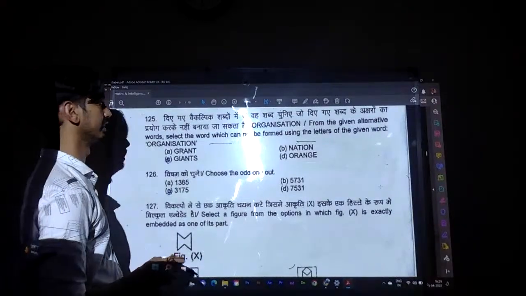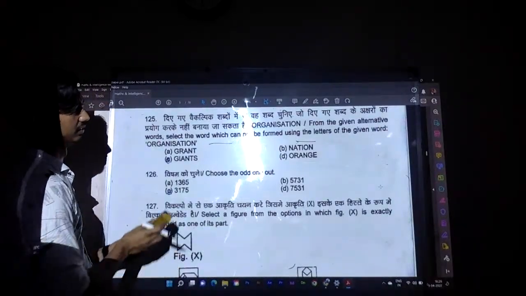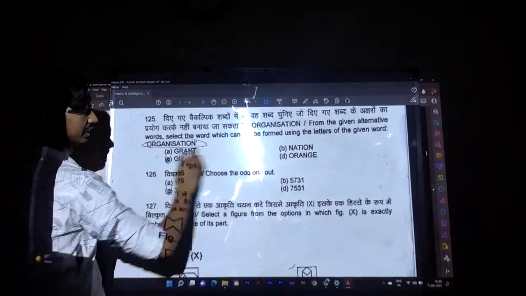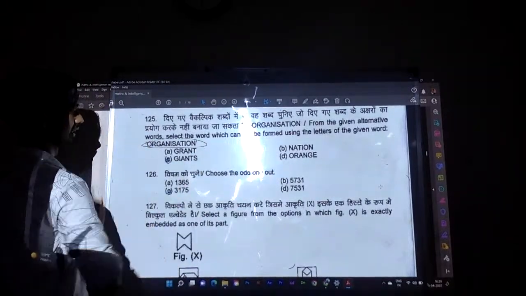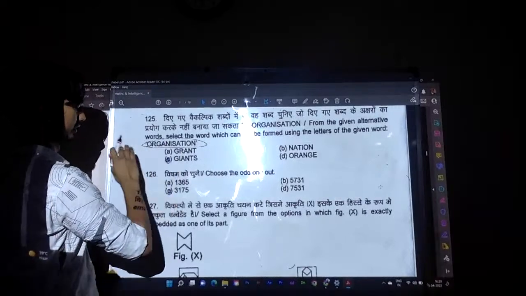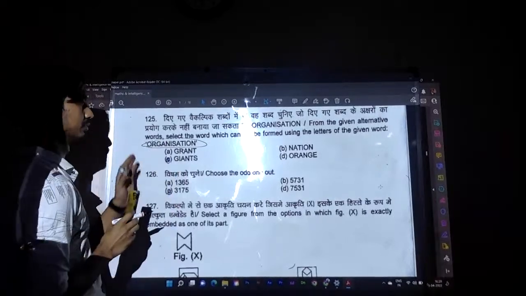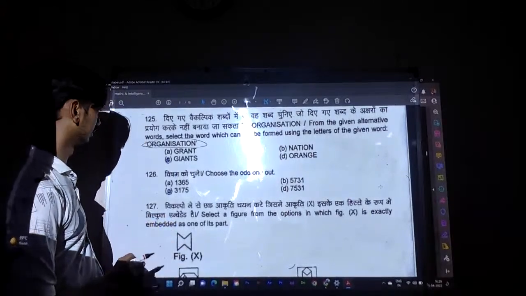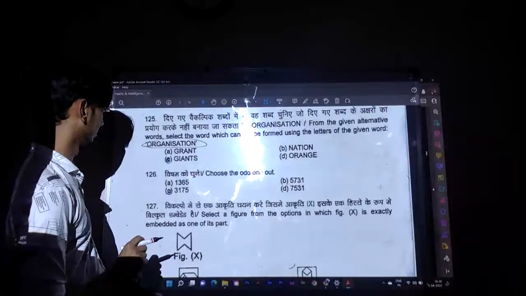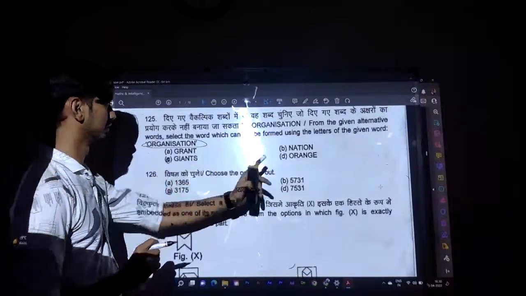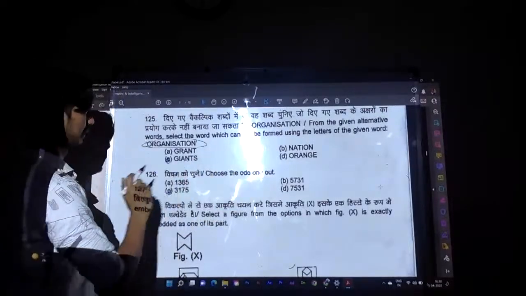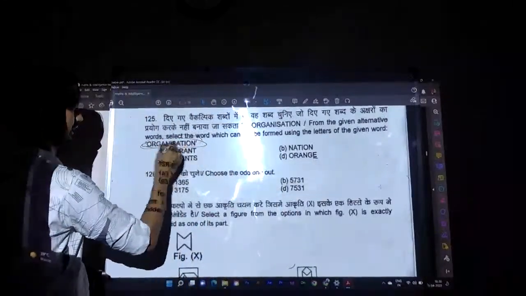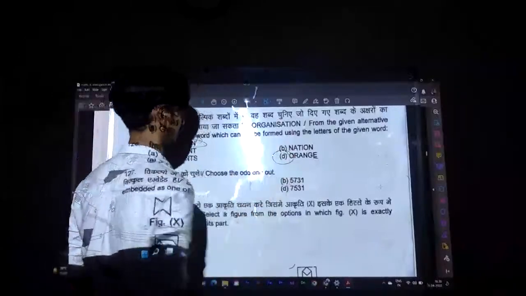In question number 25, okay. So what we have to do: the word given is organization, and we have to check which word can be constructed with the given letters from the organization. Yeah, because in option number D there is the letter E, and the letter E is not there in the organization, so the correct option is option number D.